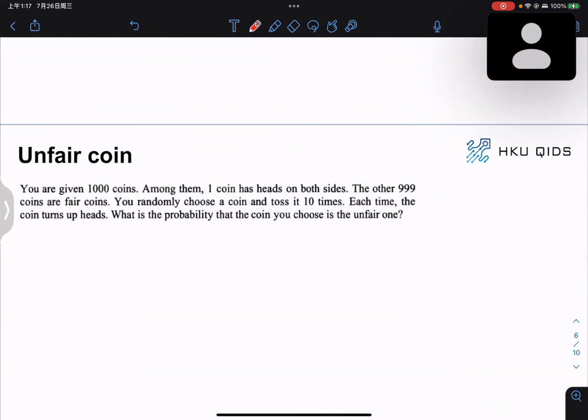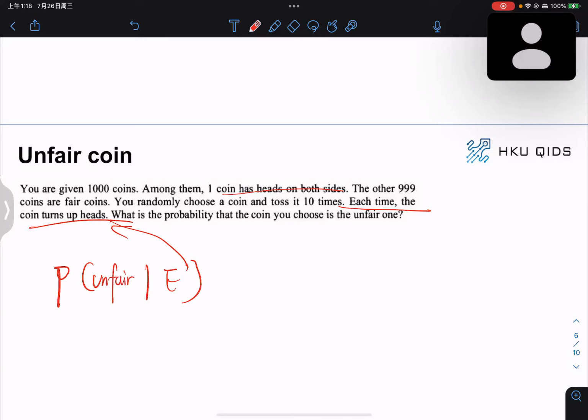So now let's come to our third question. It's called unfair coin. You are given 1,000 coins. Among them, one coin has heads on both sides, and the other 999 coins are fair coins. You randomly choose a coin and toss it 10 times. Each time the coin turns up heads. What is the probability that the coin you chose is the unfair one? Then the probability conditional on this event happening, each time the coin turns up heads, okay, this is our event, that this one is unfair is what?